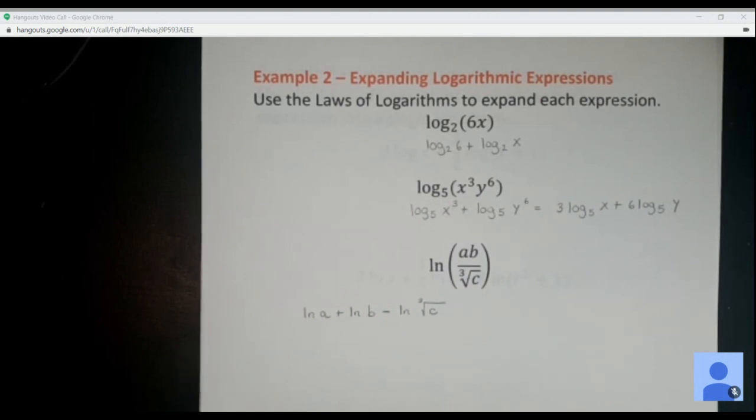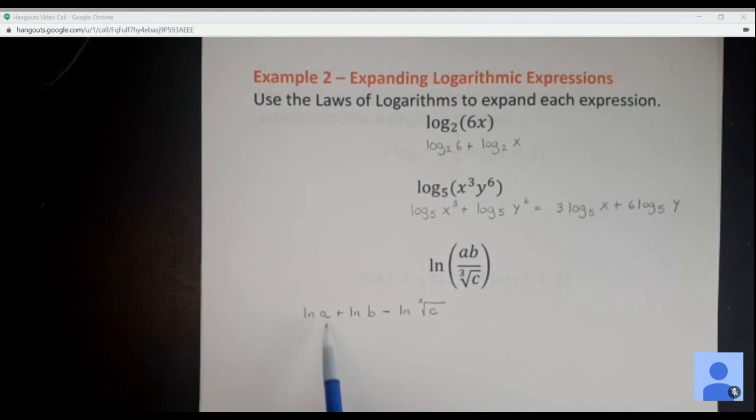You can always go back and just make sure, right? If I were to put this back together, would it make sense? Well, this addition is going to become multiplication. That gives me the a times b in the numerator, and the subtraction becomes division, so I'm dividing by the cube root of c now. Now, the question is, have we fully expanded this, right? So we want to look at each of our logs and make sure we don't have anything else in there that we could do. Well, the a here, there's no multiplication, division, or exponents. That's good. The b here, no multiplication, division, or exponents. That one's fine. Do anything with this one, though.